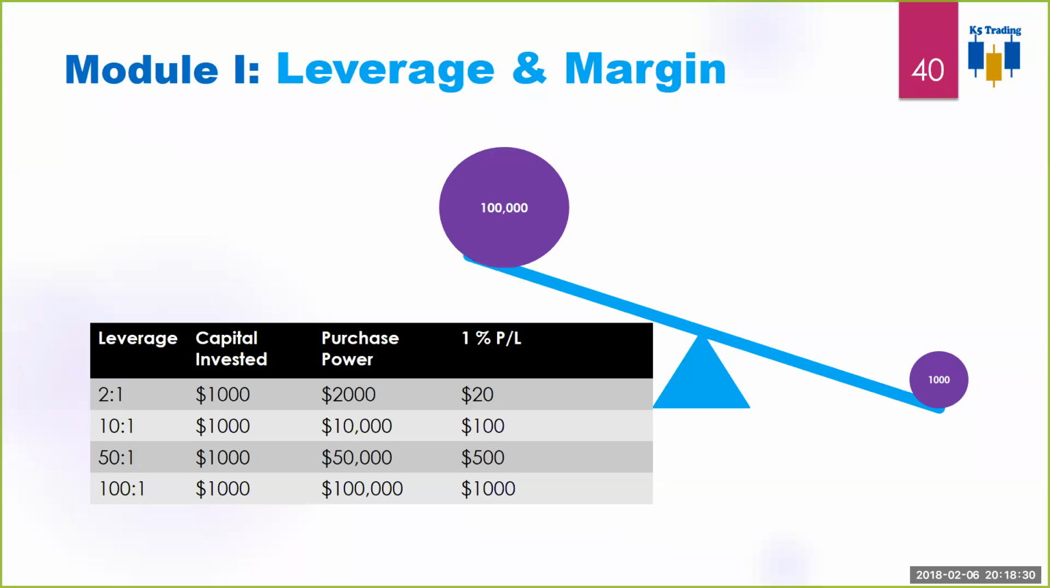What does 100 to 1 mean? The initial capital you invest is $1,000, but with the $1,000, you have a purchasing power of $100,000. When you make 1% profit on this entire purchasing power, it means you make $1,000 profit. But your initial investment is $1,000. So 1% profit on $100,000 is almost 100% profit on your initial investment. So that point is very, very important.